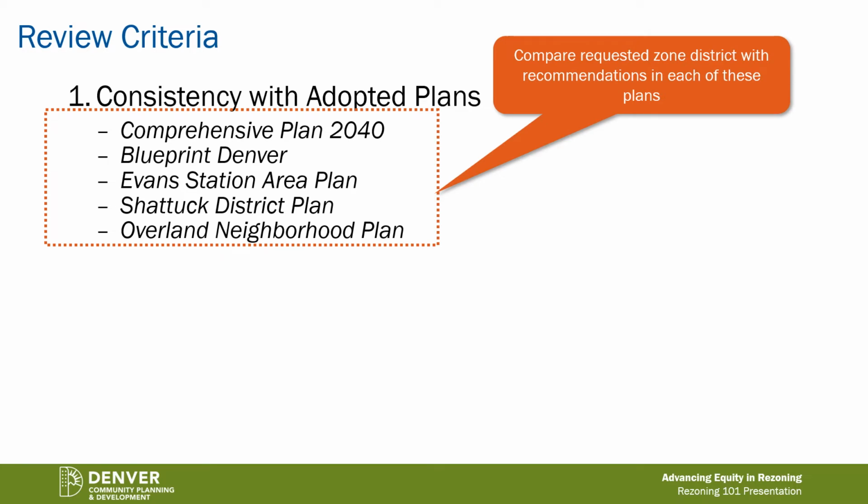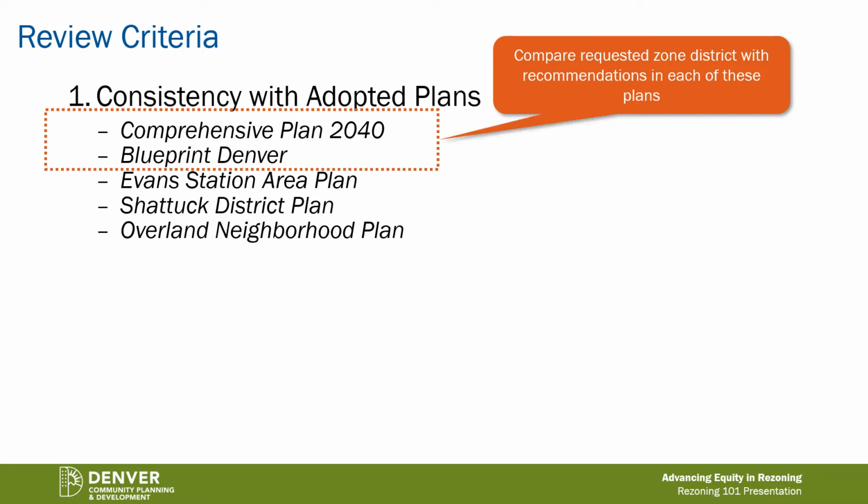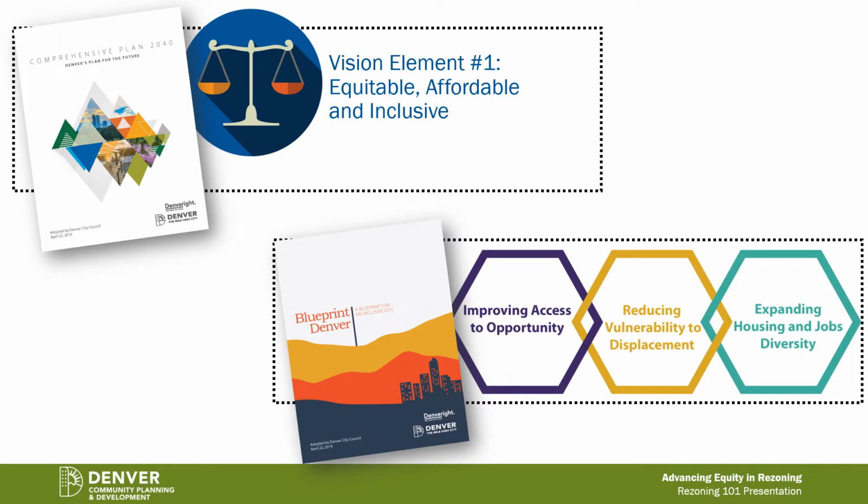For our example along West Evans Avenue, there are 5 plans that cover the property. Each plan will have recommendations for land use. The requested zone district should be compared to those recommendations and should be consistent with them. The Comprehensive Plan 2040 and Blueprint Denver are citywide plans, so their recommendations apply to all rezonings. These plans also have equity guidance that city staff consider in every rezoning.